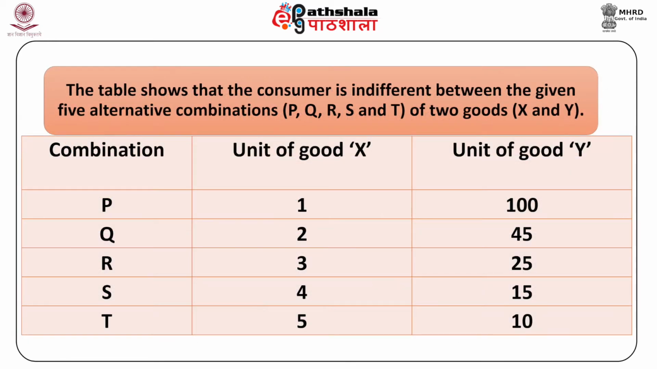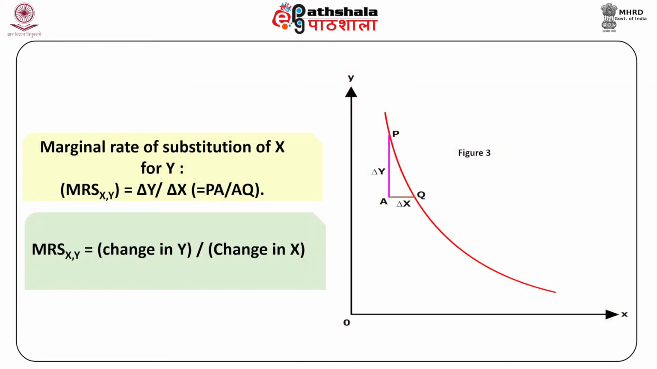In our example, table number 1, when a consumer moves from P to Q, the consumer sacrifices 55 units of Y for 1 extra unit of X and still remains on the same indifference curve. Therefore, at this stage, MRS XY is equal to 55. The movement is shown below in figure 3. You can see figure 3.